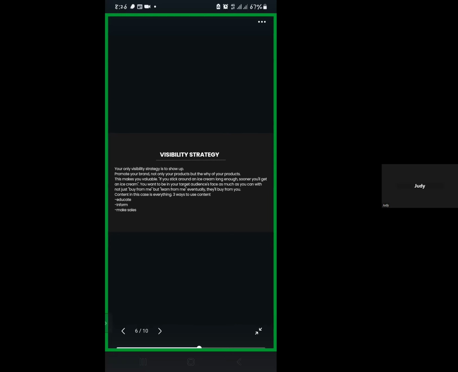Like, if you stick around an ice cream shop, like these guys that sell ice cream, long enough, sooner or later you will get ice cream. The idea is not about getting ice cream. The idea is about when you are always in the eyes of the target audience, of the people that you want to reach, when you're always in front of them, sooner or later they will eventually buy from you.